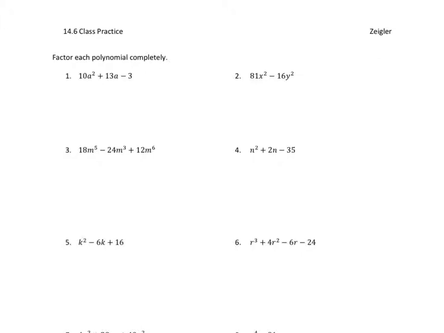Now turn to your 14.6 class practice, and I want you to circle the numbers of any of the special cases, because it's very important you begin to identify these things. So what you're looking for are perfect squares or perfect cubes, and you're only looking for perfect cubes if you have variables that are cubed. Okay, so pause the video and do that, and then when we come back I'll show you the answers.